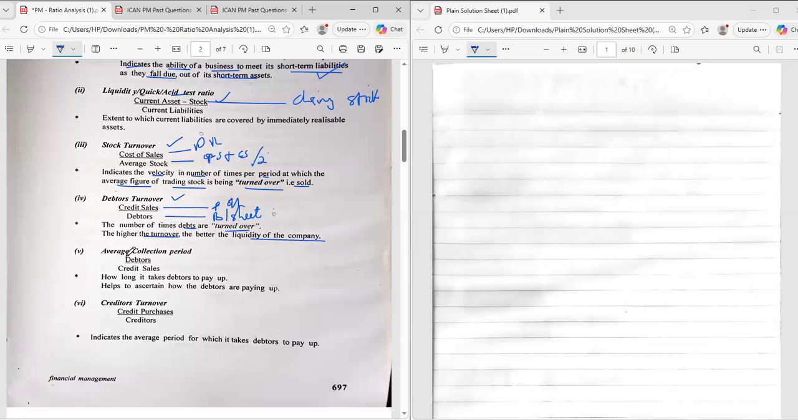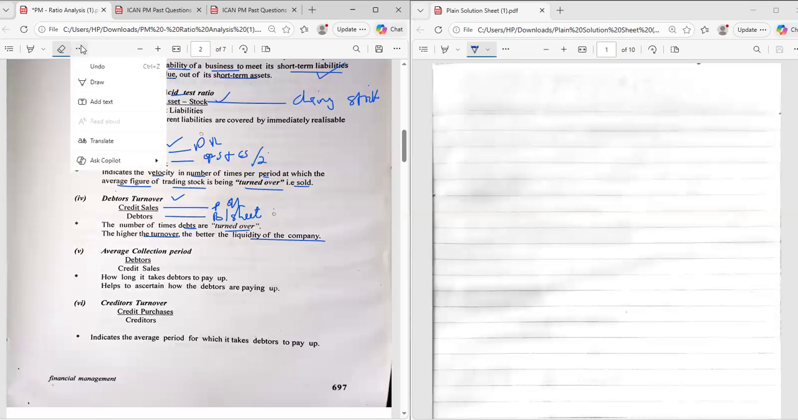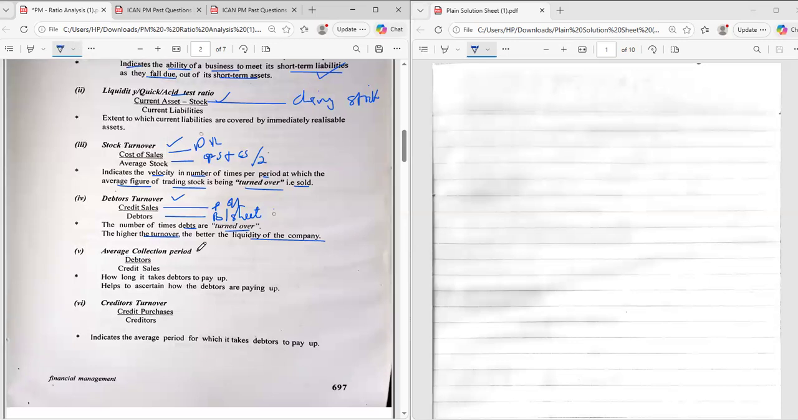We have the average collection period. For those of you that stayed with me, this is working capital, you know this. So your average collection period, or your receivable collection period. The formula is debtors divided by credit sales. And I told you for the credit sales, it's the same thing as the normal sales, all things being equal. This one measures how long it takes your debtors to pay you.